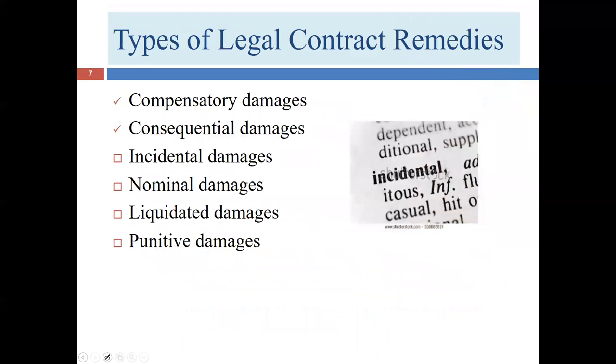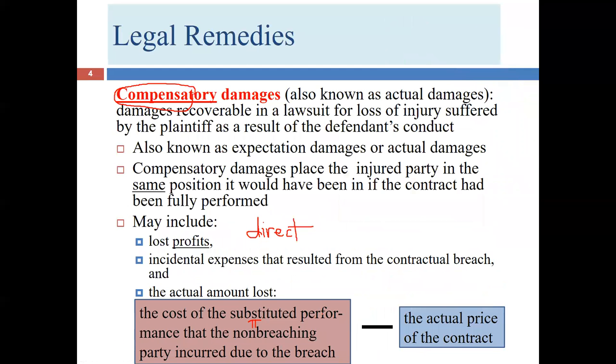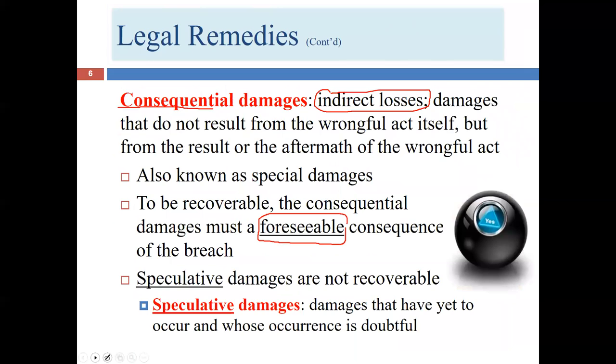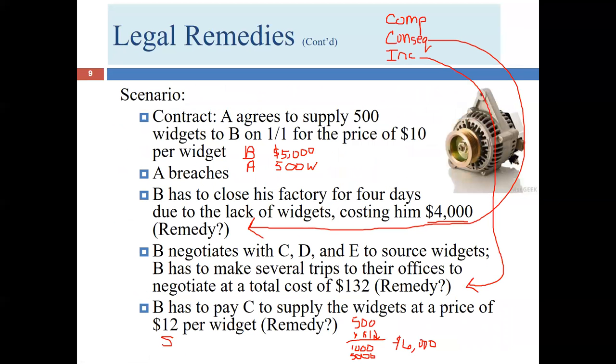Let's go back to our equation here. The cost of the substituted performance that the non-breaching party incurred due to the breach, so this is the contract with C involving $6,000, minus the actual price of the contract, which would have been $5,000 if Al had done what he was supposed to. So it's the difference between those two. In this particular case, it would be $1,000. So this is a compensatory damage. So it's $1,000 and it's compensatory. So this is the breakdown from our scenario.